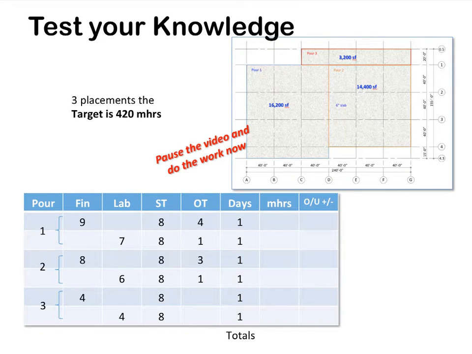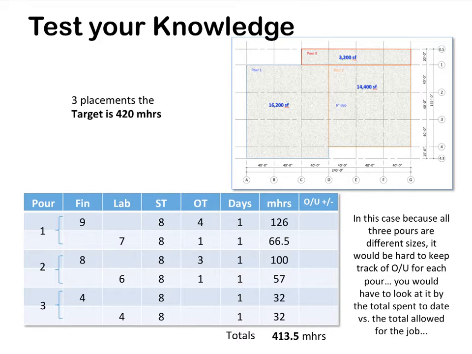Pause the video now and do the work. Let's review. Line 1, 126 man hours. For the laborers, we have 66.5 man hours. On pour 2, we have, for the finishers, 100 man hours. For the laborers, 57 man hours. On pour 3, we have 32 man hours for the finishers, and 32 man hours for the laborers.